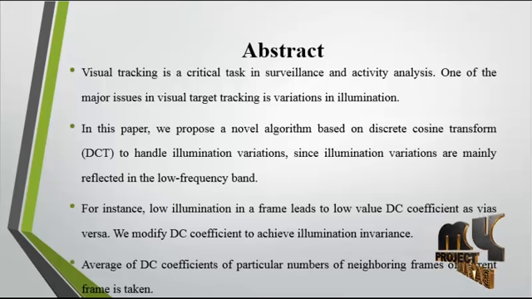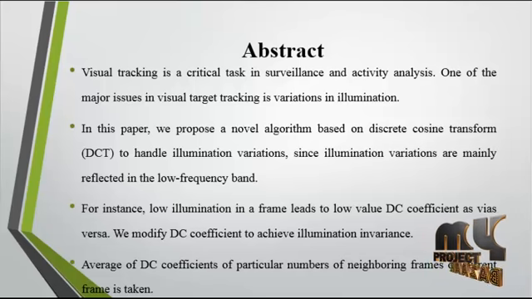Now we discuss the abstract for the process. Visual tracking is a critical task in surveillance and activity analysis. One of the major issues in visual target tracking is variation in illumination. In this paper, we propose a novel algorithm based on discrete cosine transform, that is DCT, to handle illumination variation, since illumination variations are mainly reflected in the low frequency band.